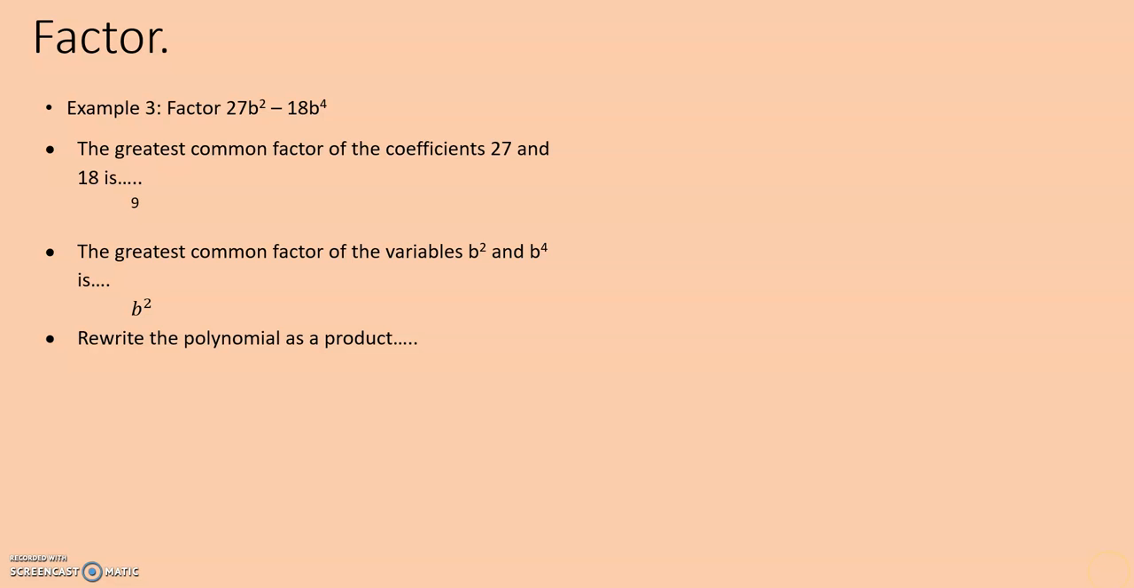Inside our parentheses, 9 times 3 will give us 27, b squared times 1 gives us b squared, so we just have a 3. 9 times 2 gives us 18. B squared times b squared gives us b to the fourth. Distributing to check the solution: 27b squared minus 18b to the fourth.